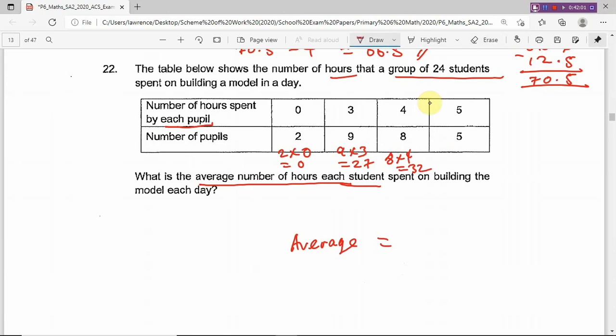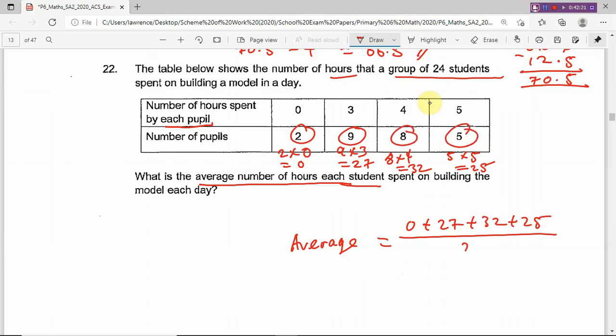And then after that, you have to add up all the hours. So you take 0 plus 27 plus 32 plus 25, then you divide by the total number of pupils. How many pupils are there altogether? 2 plus 9 is 11, plus 8 is 19, 19 plus 5 is 24. So let's add up the hours: 27 plus 32 plus 25. You get 84 over 24.